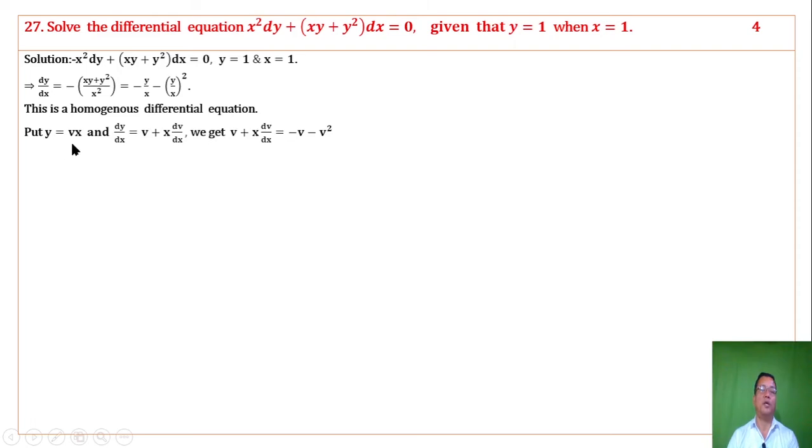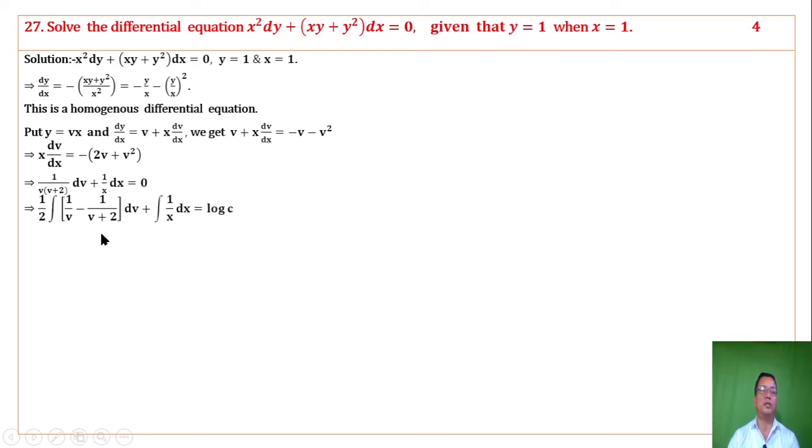Put y equal to vx and dy by dx equal to v plus x dv by dx, we get v plus x dv by dx equal to minus y minus v minus v square. So apply separation of variables, we get this. 1 by v times of v plus 2 dv plus 1 by x dx equal to 0.